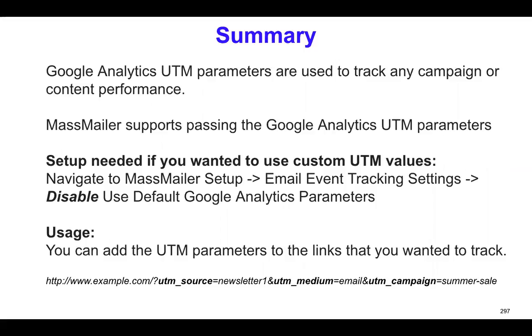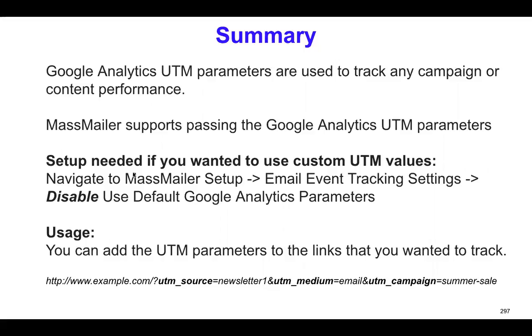And again, it's quite simple. If you've ever done MassMailer setup, setting this up is quite easy. If you want to use custom UTM parameter values, there are three main things that we track: UTM source, UTM medium, and UTM campaign. These are the three parameters that we track on your campaign. So you could have something like this, where UTM source is my newsletter, UTM medium is email, and UTM campaign is summer sale. This is an example. It could be anything that you want to type in for these values, based on your requirement.